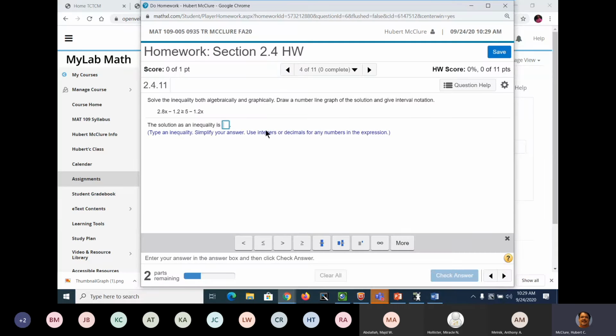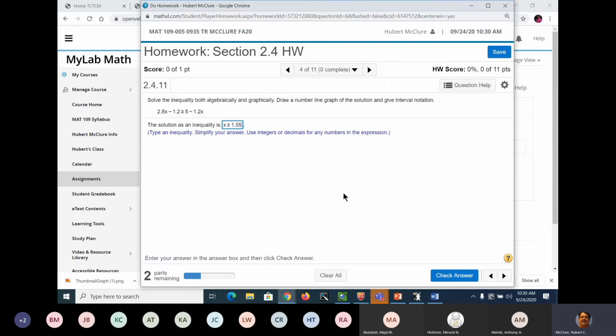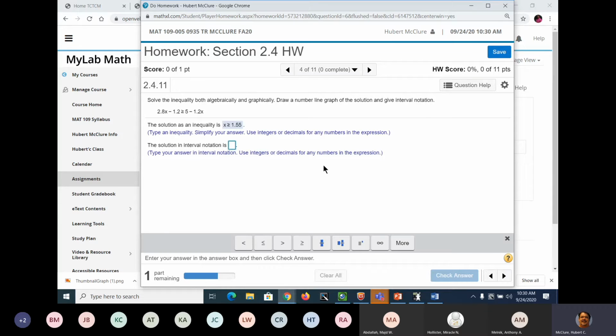So it says type an inequality. It doesn't say, so I'm going to use interval notation. It's probably not going to like it, but I don't care. 1.55, comma, infinity, close parentheses. All right, and let me just do an inequality: x is greater than or equal to 1.55. If you don't like this, then I'm going to type in a fraction. There it goes. Interval notation is bracket 1.55, comma, infinity, close parentheses.